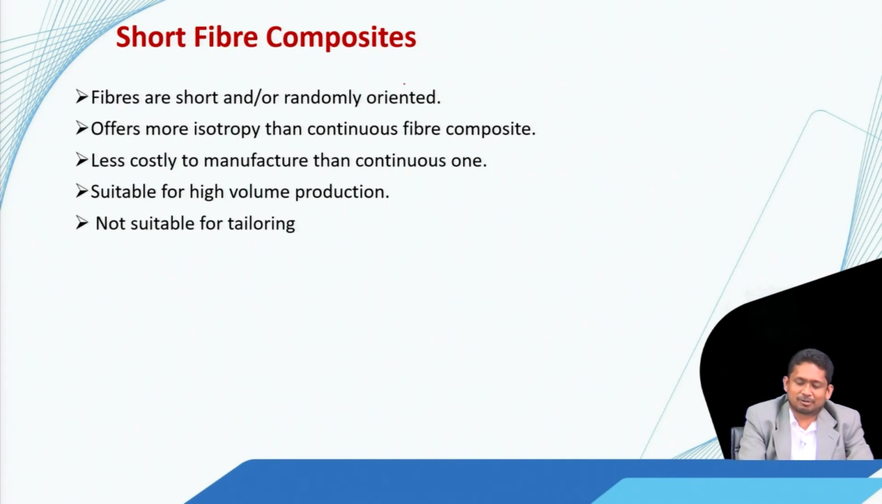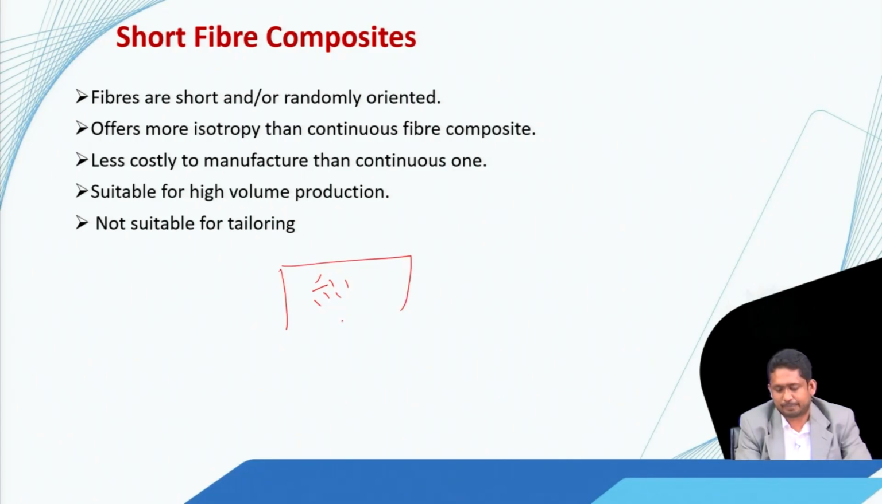So there are short fiber composites, which is basically discontinuous type, which has discontinuous fibers. In short fiber composites, there are short fibers, and these fibers are randomly oriented in different directions in a composite. So fiber orientation can be random. It can have various fiber directions.